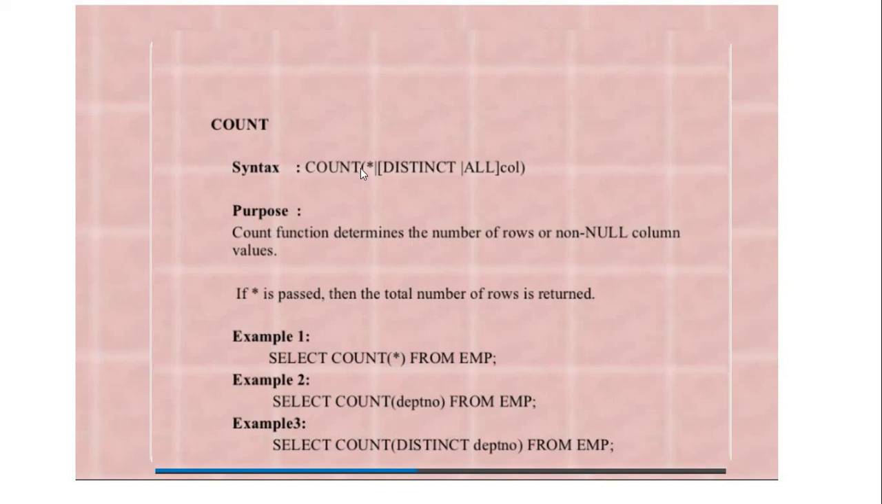The count basically gives the number of rows that are present in some column. We can also apply distinct or all with that, where distinct means all values that are unique will be counted, and when we put all, it means all the values, whether duplicate or not, will be counted. By default, all is there.